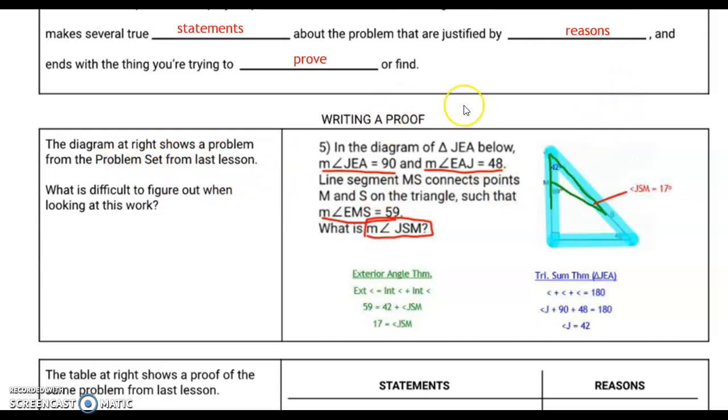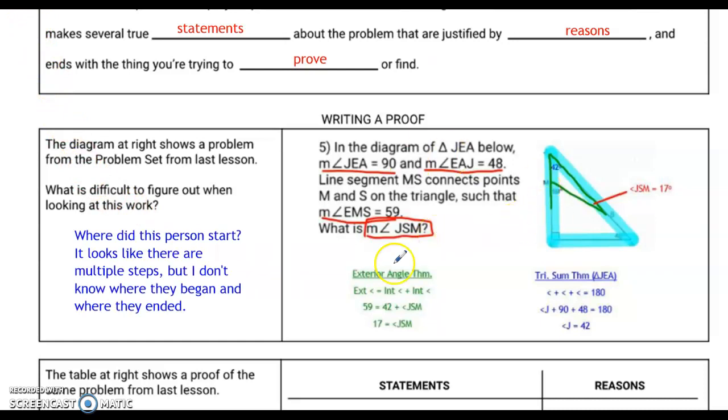Now, when you're looking at this problem, what's sort of difficult to figure out when you're just looking at the work just like this? Pause the video and try to figure that out. It might surprise you to know that in this problem, the first step wasn't exterior angle theorem. It was actually the triangle sum theorem. Hopefully you've done this problem already from the problem set, so I didn't have to show that to you. The next step that they did after the triangle sum theorem, again, this was step number 1.